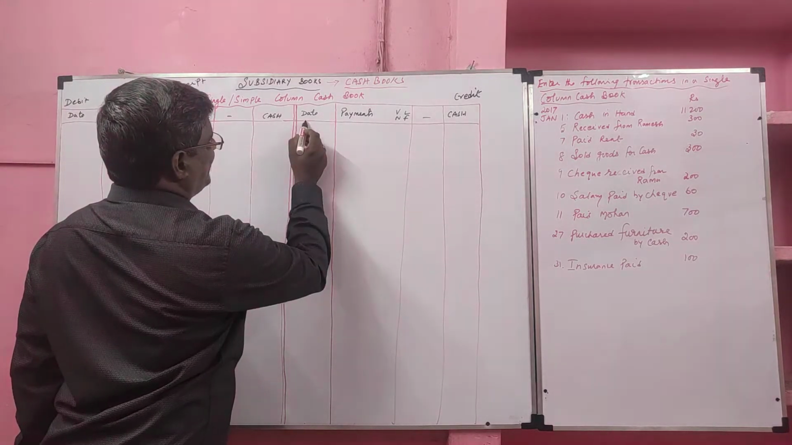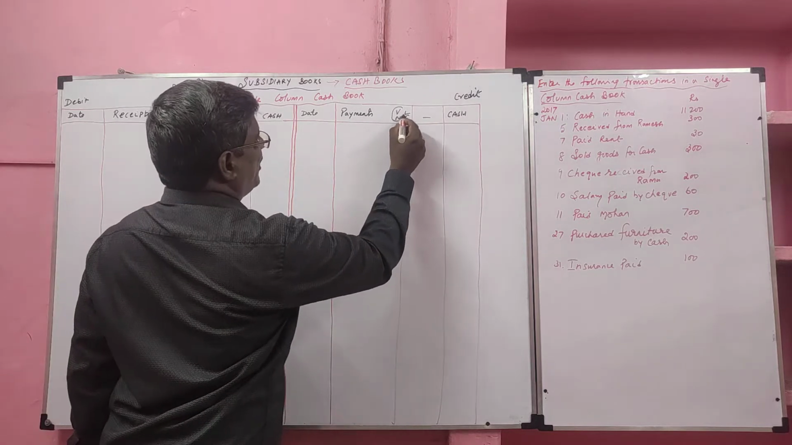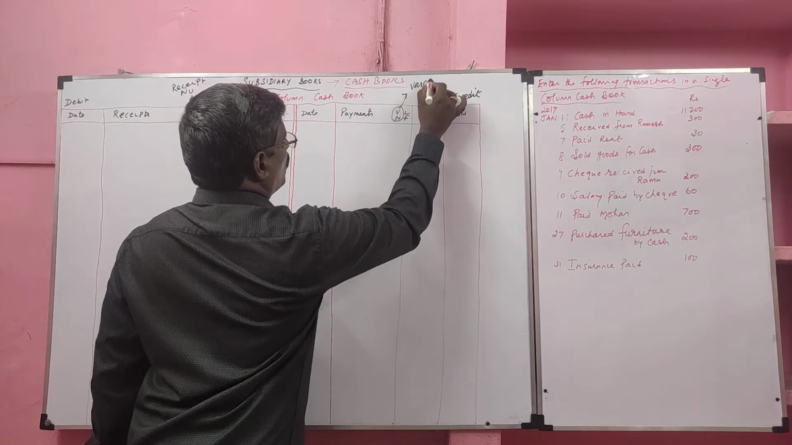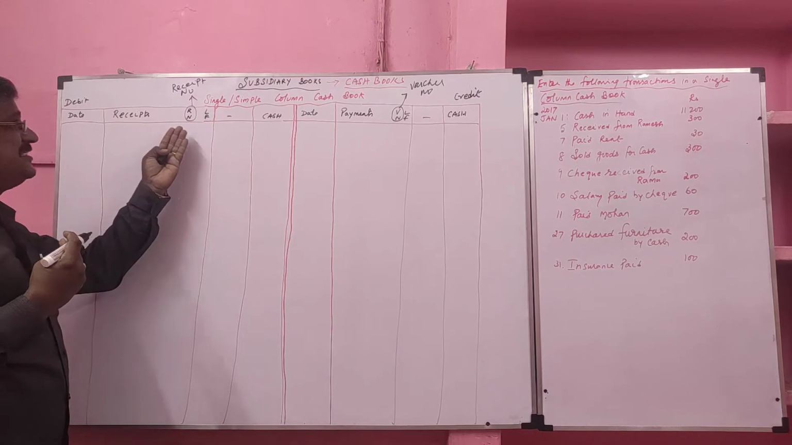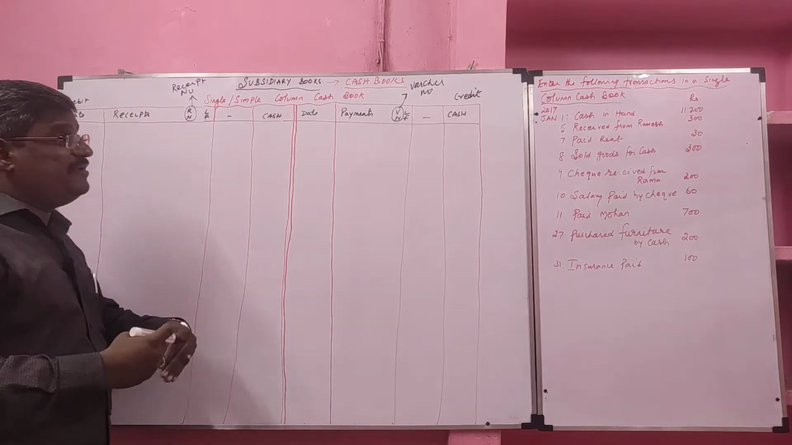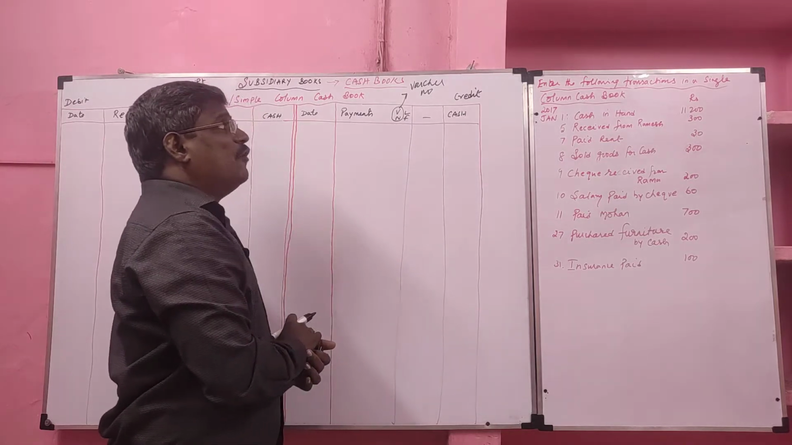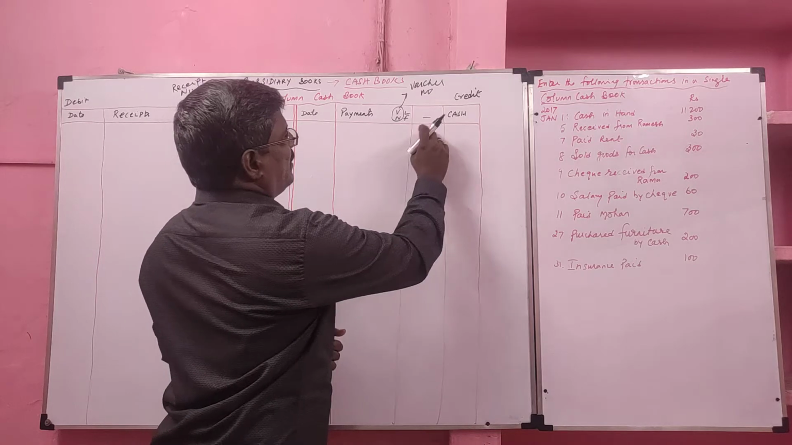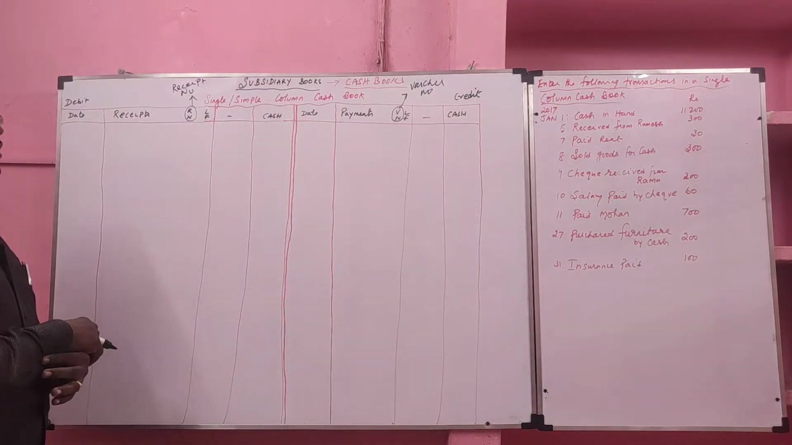Credit side: date, payments, VN. VN means voucher number. When we receive money, we get a receipt, and that number we write on the debit side. When we make payment to others, we have to give a voucher, so that voucher number we specify here. Then the cash column on the credit side. This is the format of single column cash book.